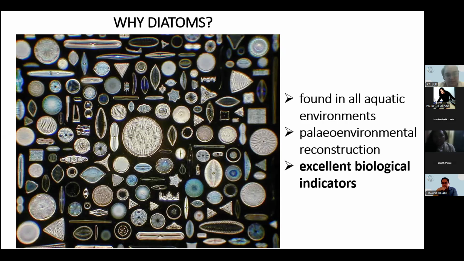And I combine the diatom analysis with sedimentological analysis to reconstruct the past climatic conditions and the hydrological characteristics of the environment through time. Because we know each sedimentary layer contains chemical and biological indicators which make it possible to reconstruct the past environment.